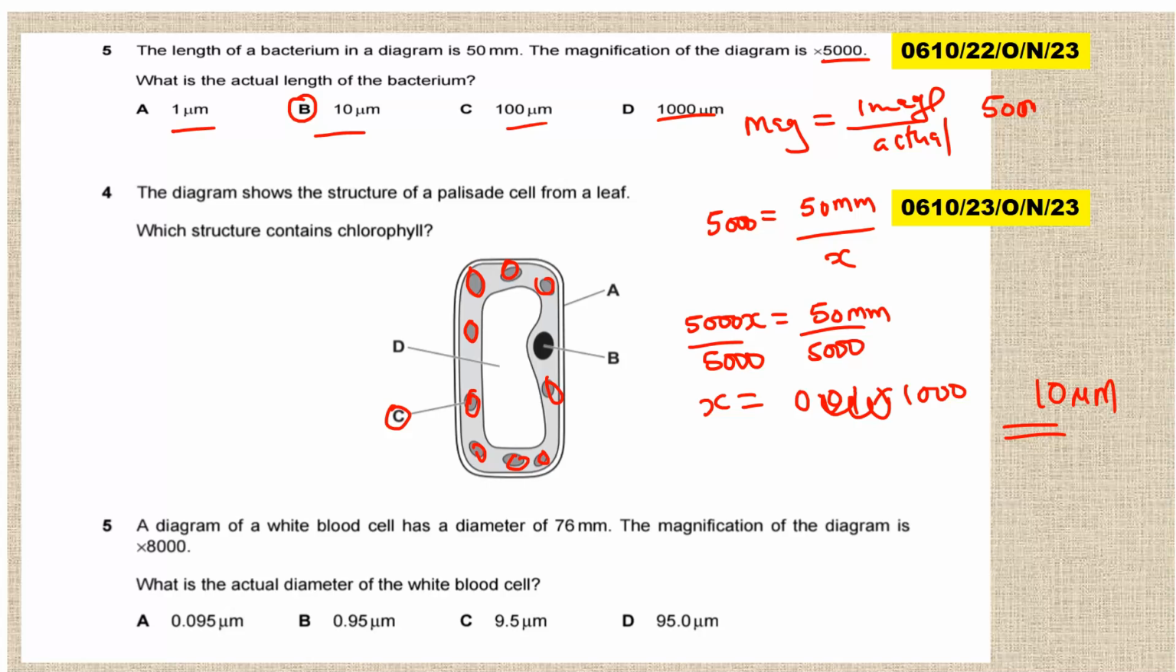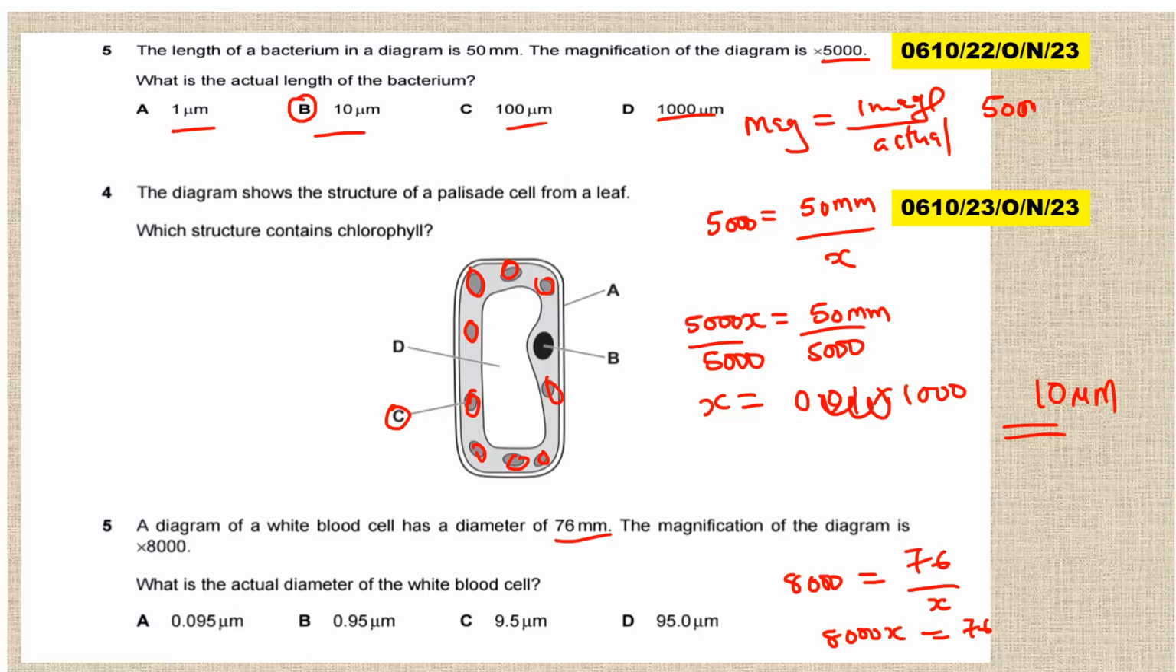Question 5, the same year. A diagram of a white blood cell has a diameter of, the magnification of it is 8000. What is the actual length? So magnification is 8000, which equals 76, that is the image size, then x, that is the actual. So cross multiply. We are going to have 8000x equals 76. In other words, we are dividing 76 by 8000.